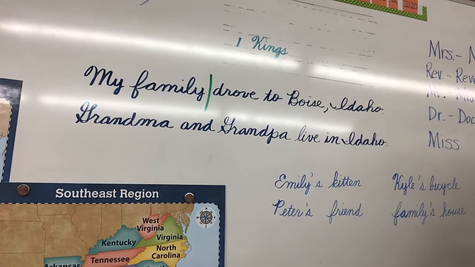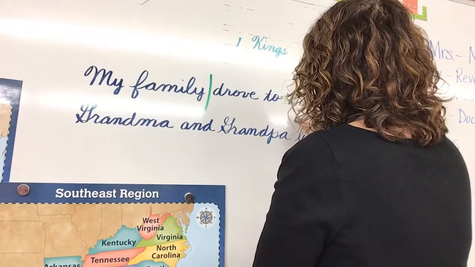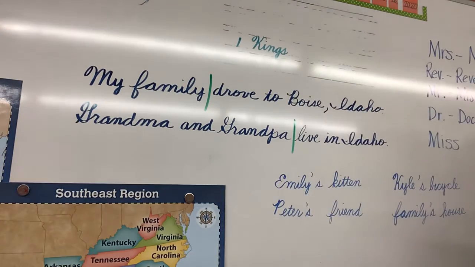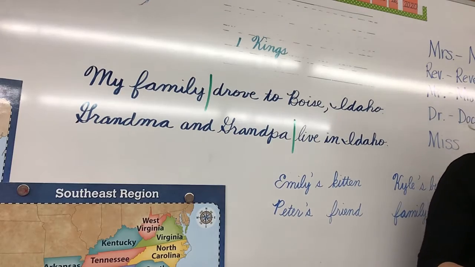Oh wait, what about the second one? Grandma and Grandpa live in Idaho. Grandma and Grandpa would be the subject. And what's the predicate? Live in Idaho. That's what they're doing. Okay, very good. All right.